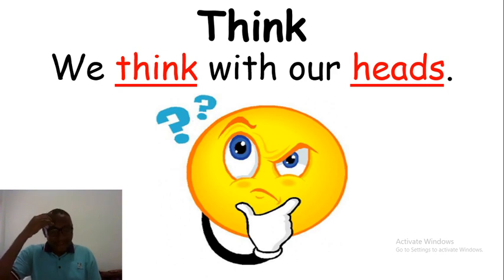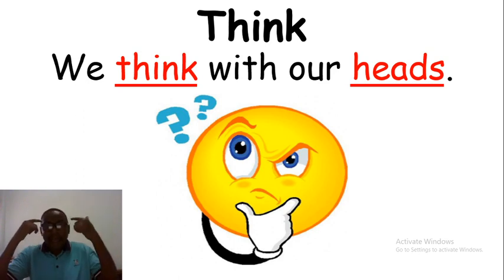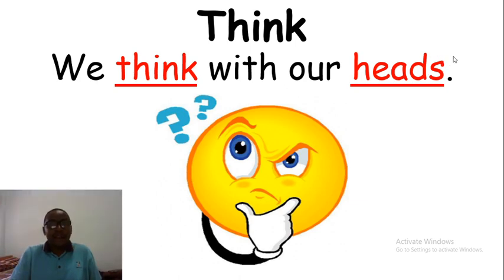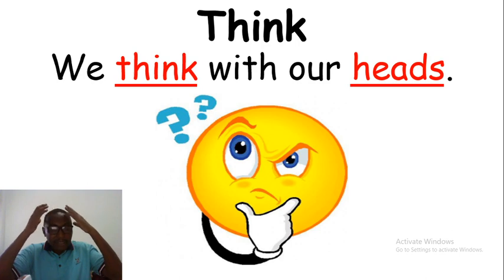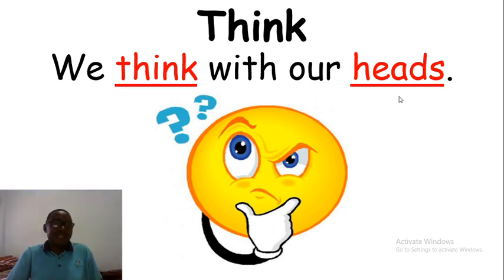Next is think. Again, think. So we think with our heads. This is one head. If there are many, we add an S to make it plural. The plural of head is heads. So we think with our heads. The heads are the ones that help us to think. For example, he is thinking.